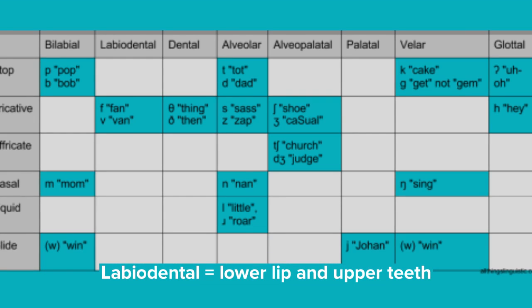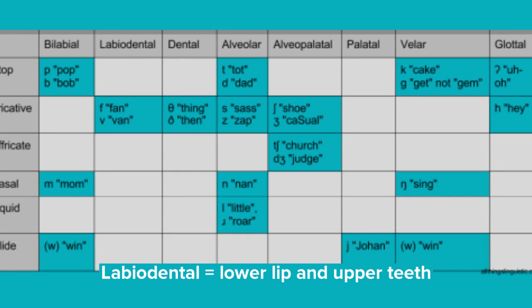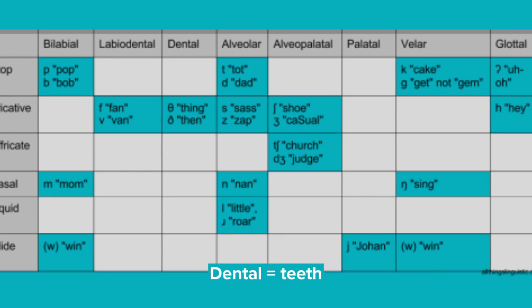Moving backwards in the mouth, the next kind of sound is a labiodental, and that's where you use your lower lip and your upper teeth. So we only have a fricative like this, like fan and van, voiceless f and voiced v. Same sound, the only difference is voiced and voiceless.